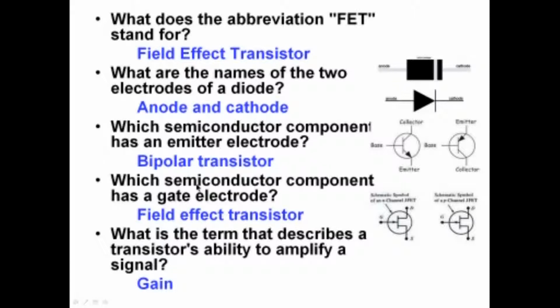Which semiconductor component has a gate electrode? The gate electrode is on the field effect transistor. A way to remember this, it doesn't have anything to do with electronics, but if you remember that you open the gate to go into a field, that can help you on the test if you happen to get this question. So the gate will take you into the field of the field effect transistor. What's the term that describes a transistor's ability to amplify a signal? It's called gain. The amount that a transistor can amplify a signal is called the gain of the transistor. Any questions on any of those?